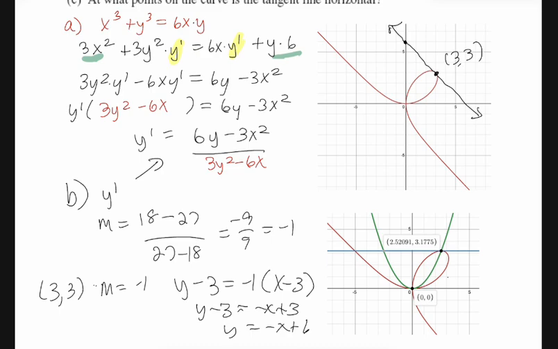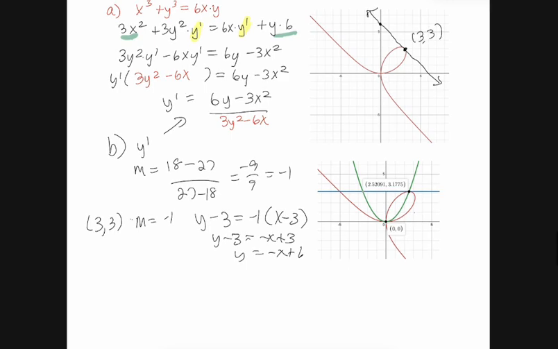Okay. Now, the next part is a little harder. They want to know, when is the tangent line horizontal? A tangent line is horizontal when the slope of the tangent equals 0. So they're really saying, when is the slope of the tangent equal to 0? Now, unfortunately, this is our equation. A slope is equal to 0, or a fraction is equal to 0, only when the top is equal to 0, okay?